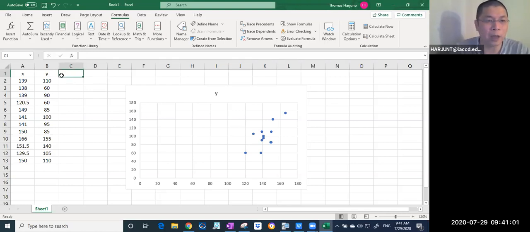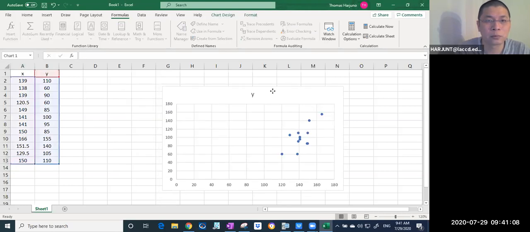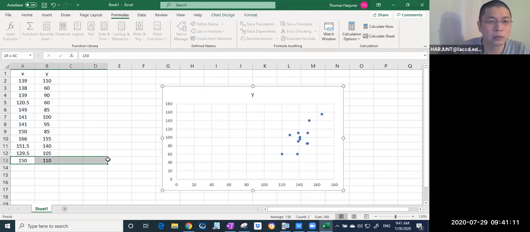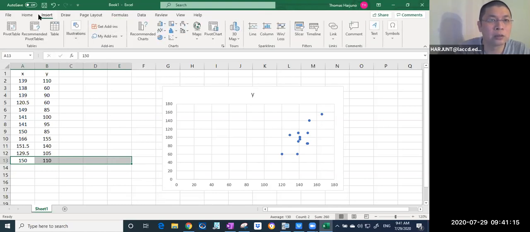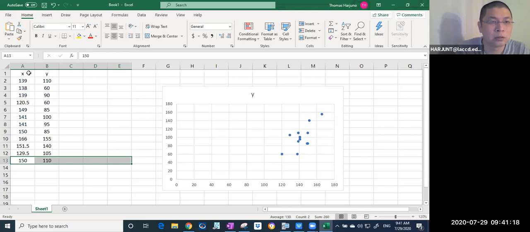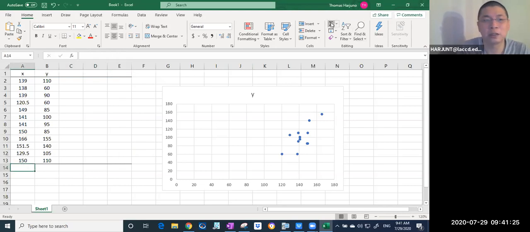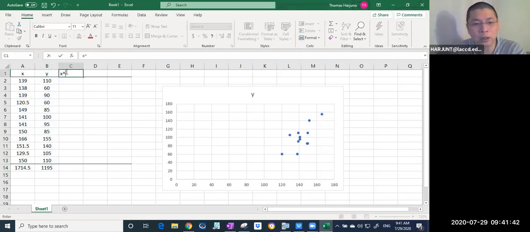So we will need the sum of X. That's easy. That's the sum of X here. Let me draw a line here so that you know. Okay. So if I want to get the sum of X, this is the sum of X. This is the sum of Y. What I also need is the sum of X squared, the sum of Y squared, and the sum of XY.